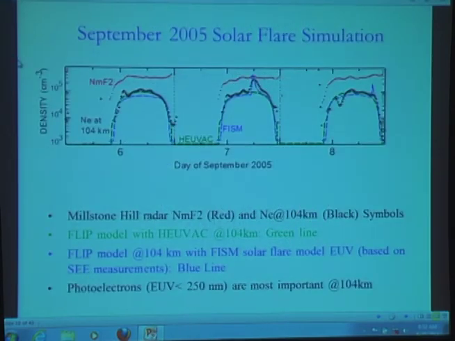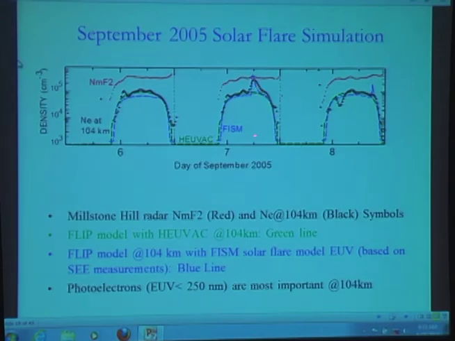This is actually, I'm switching now, this is Millstone Hill data. And it's September 2005, and this is to show the effect of flares and a flare simulation. The triangles show electron density at 104 kilometers, and NmF2 is also shown, the measured NmF2. I didn't show the model NmF2 because it agrees very well and it just confuses the issue. So the green line is my original HUVAC, running the FLIP model with HUVAC. And you can see it gives very good agreement, except when you get this flare.